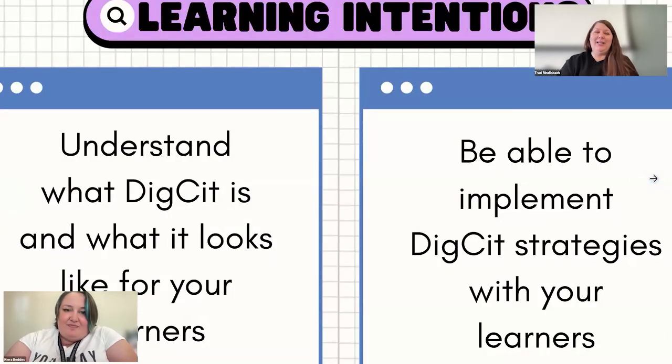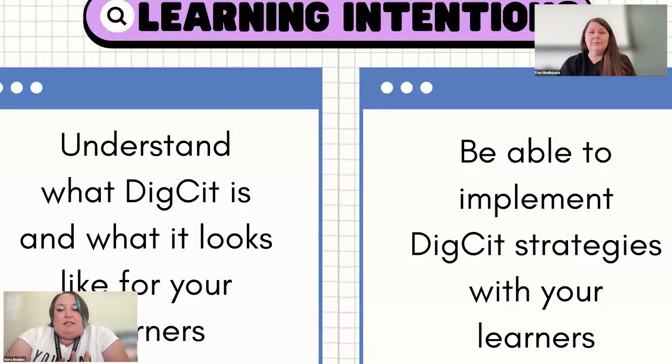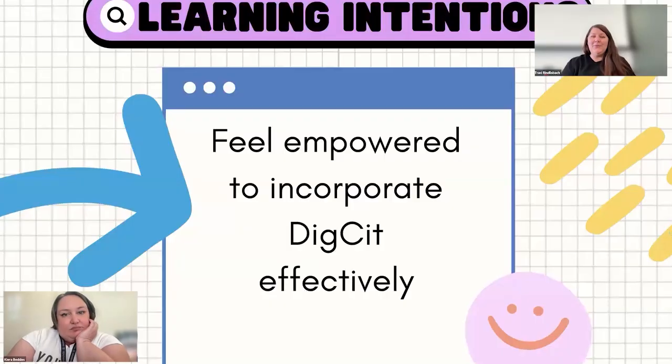So we just want to start by setting our learning intentions. Before this is over, we would love for you to understand what digital citizenship is and what it's going to look like for your learners in your classroom. And one of our other intentions for this session is we want to be able to help teachers implement digital citizenship strategies with your learners quickly, efficiently, and right away. And lastly, we just want you to feel empowered to incorporate DigCit effectively, because sometimes I feel like when you say digital citizenship, it seems like this big thing and it's kind of vague. We want you to just bring it down and make it super easy to implement in your classroom.